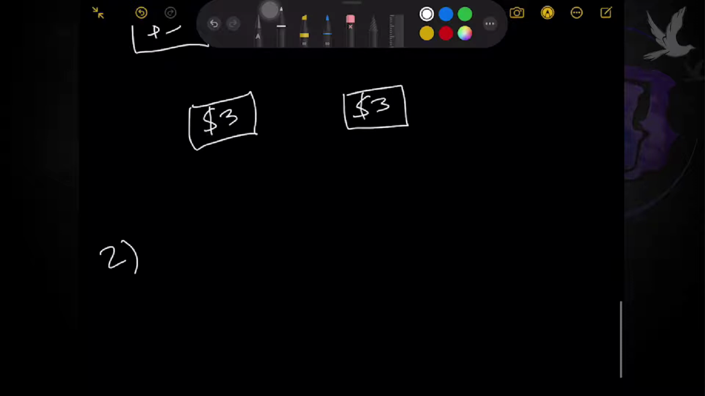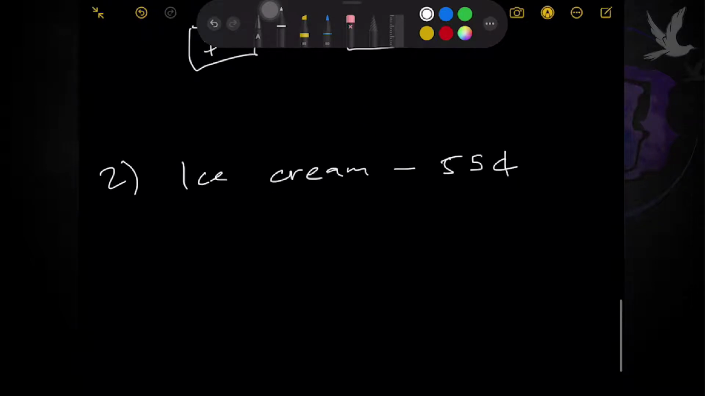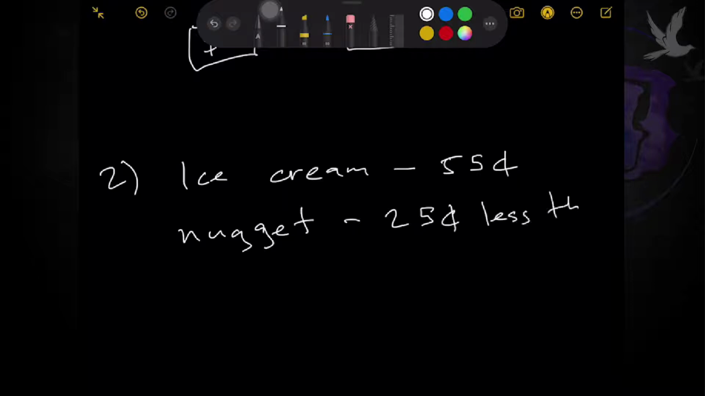Okay? Number 2. An ice cream costs 55 cents, and it says here that a chicken nugget costs 25 cents. That's not the final price yet. Okay, it says they're less than the ice cream. If you notice here, we are comparing. Why? Because we have the clue word than.